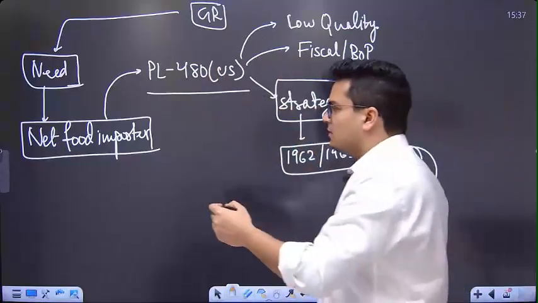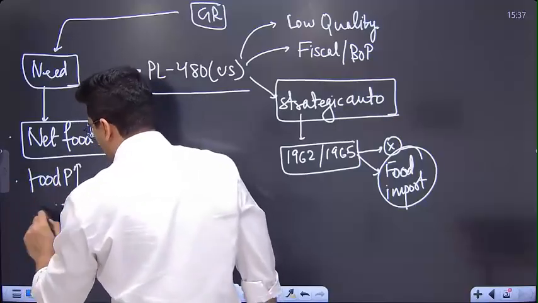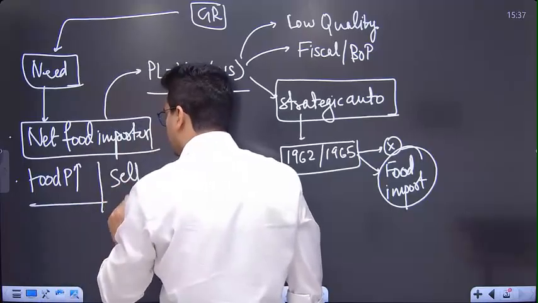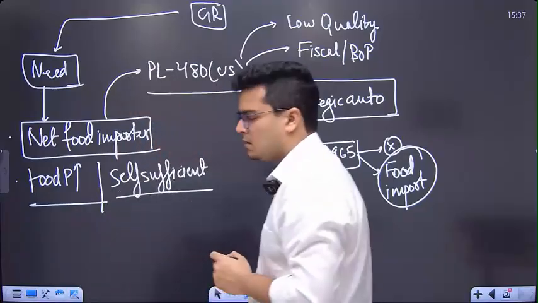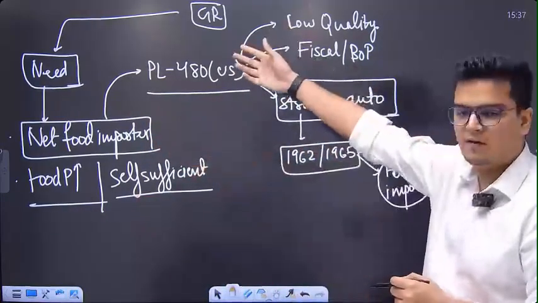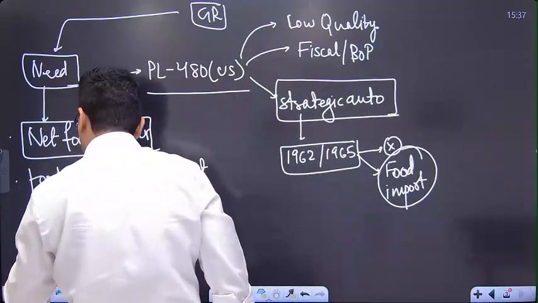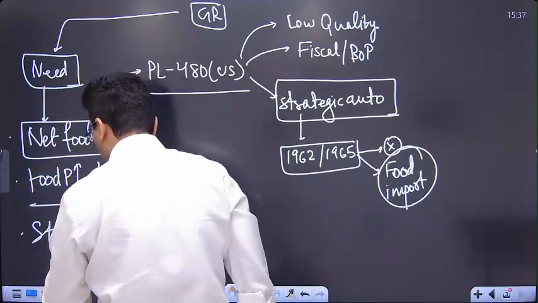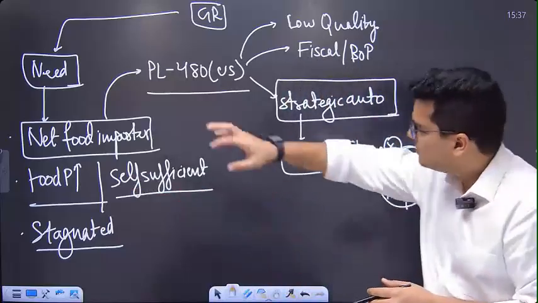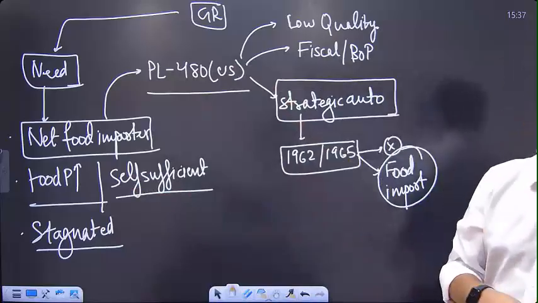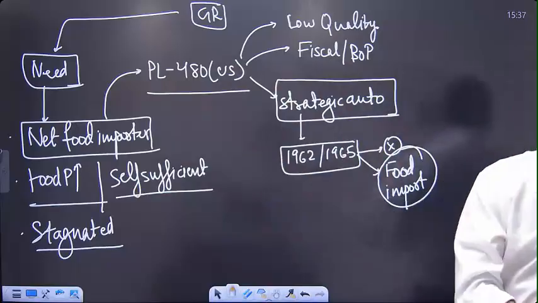So at that time, a need was felt to increase food productivity, to become self-sufficient in agriculture. Other than this, there was also a problem of Indian agriculture. Why were we not self-sufficient? Because stagnation had occurred in Indian agriculture. Indian agriculture had stagnated. So there was no great production that was happening. In this context, the Indian government says that we need to improve our food security, our food production, and we need to become self-sufficient.